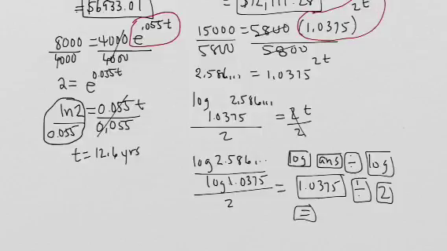So when you do that, you get 12.9. So in 12.9 years, you will have the $15,000.